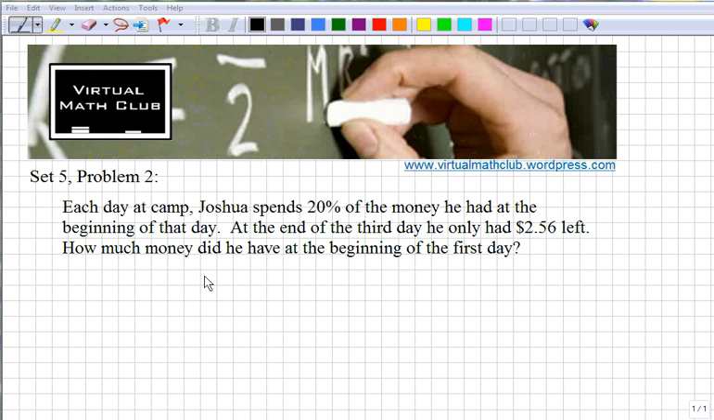Right, here's problem number 2. Each day at camp, Joshua spends 20% of the money he had at the beginning of that day. At the end of the third day, he had only $2.56 left. How much money did he have at the beginning of the first day?